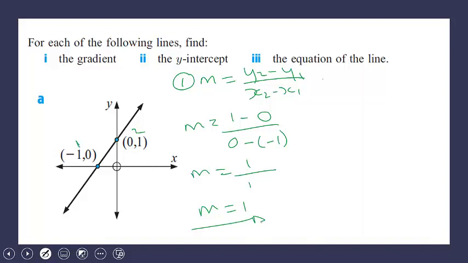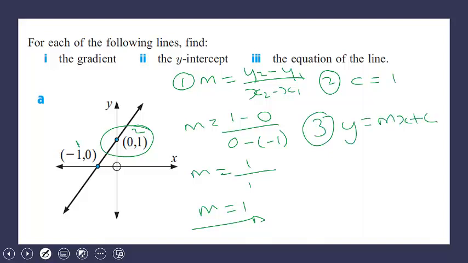For question number 2, we are finding the y-intercept. You simply look at the y-intercept. C equals 1. And for question number 3, we want to say y equals mx plus c. So y is going to be equal to 1x plus 1. And that's our equation.